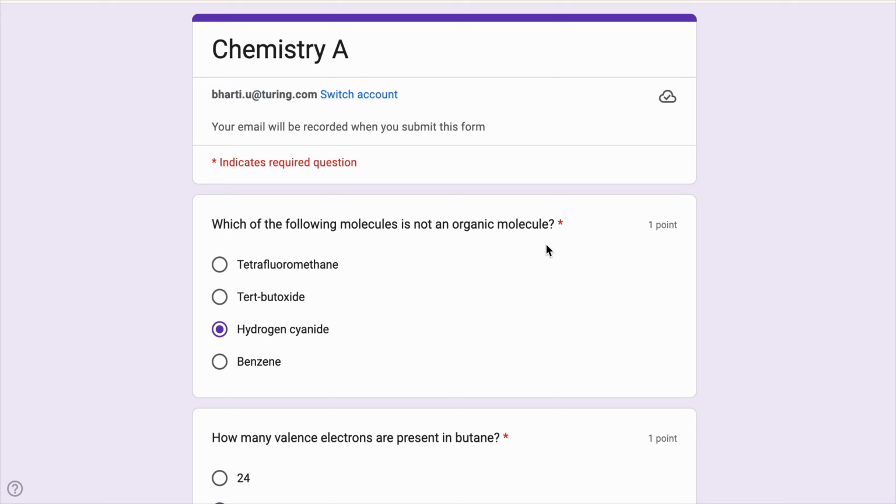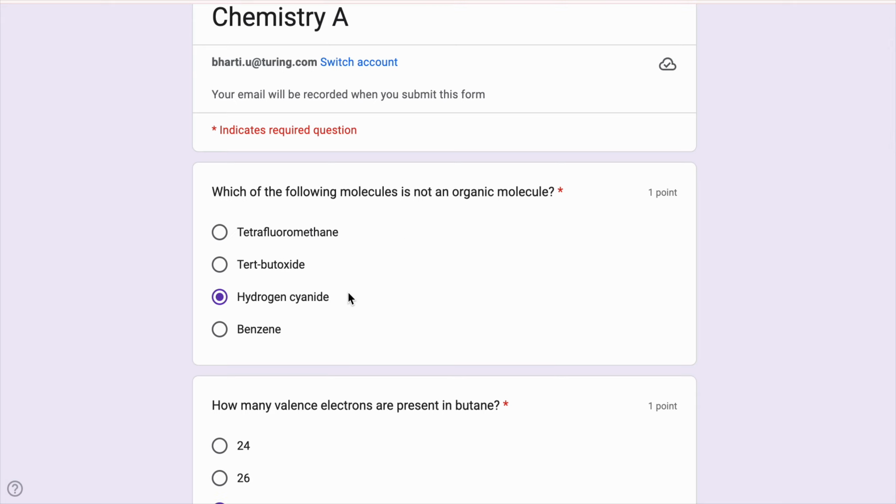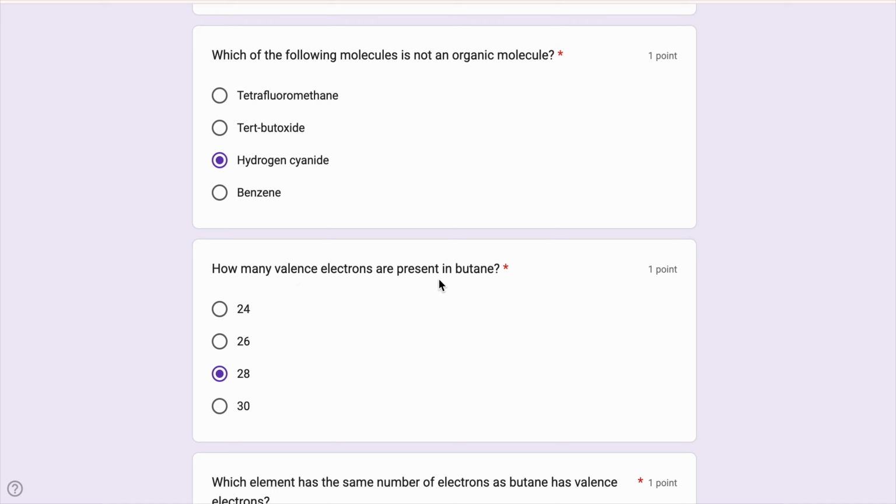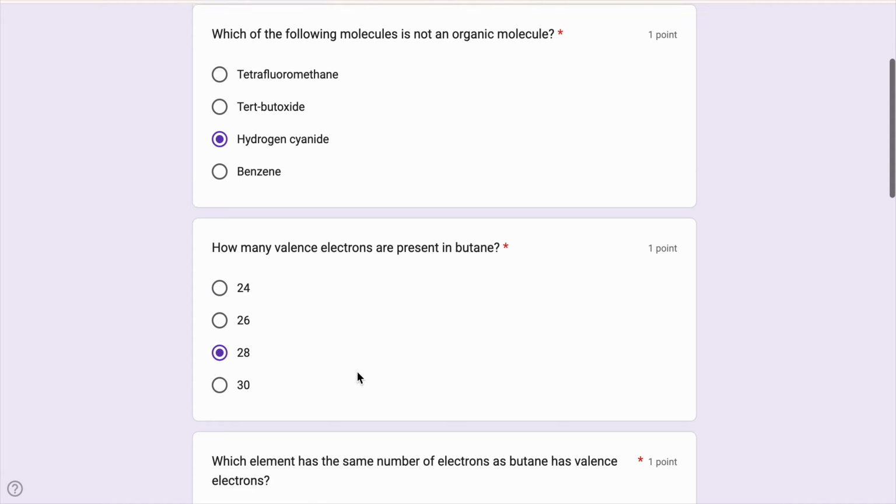Which of the following molecules is not an organic molecule? That is hydrocyanide. How many valence electrons are present in butane? Butane has 4 carbons, so 1 carbon has 4 valence electrons, so 4 carbons have total 16 valence electrons. Then C4 and 12 hydrogens are present in butane. 1 hydrogen has 1 valence electron, so total 12. 4 into 4 is 16 plus 12, that is 28.